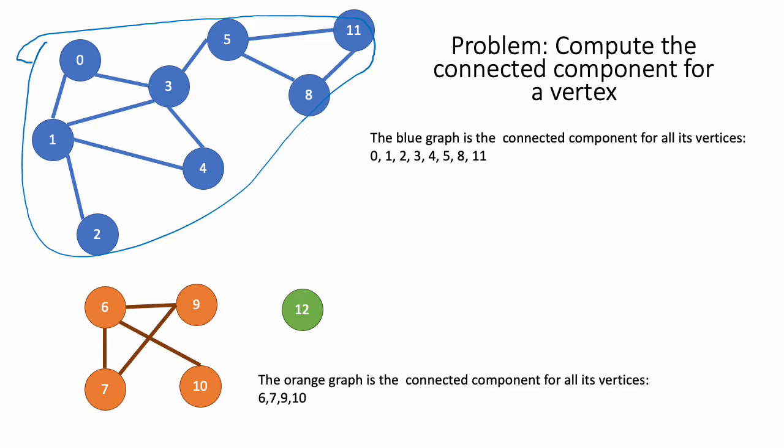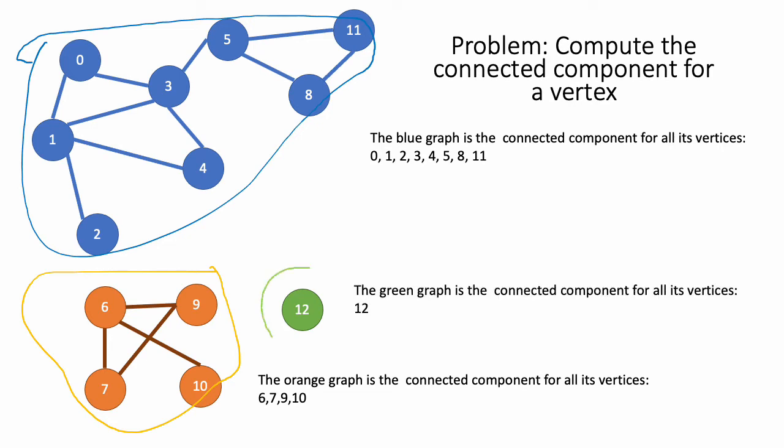Next I will have the orange, and again I can start with any of these orange nodes and I will obtain the same orange connected component. So 6, 7, 9, and 10 will all lead to the same connected component. And sure, the last one is single node 12. This will also be a connected component containing a single vertex, no edges, and it's typical for an isolated vertex.